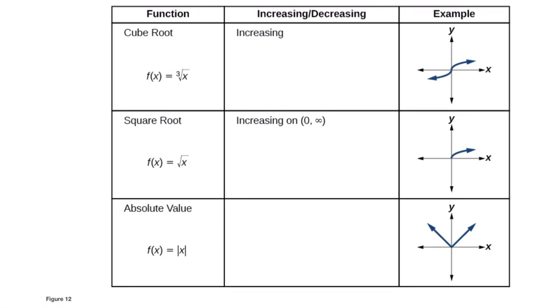Absolute value, initially, as we trace it left to right, is decreasing. So it's decreasing from -infinity to 0, the open interval from -infinity to 0. And it's increasing on the open interval from 0 to infinity. Oops, you can see it here.